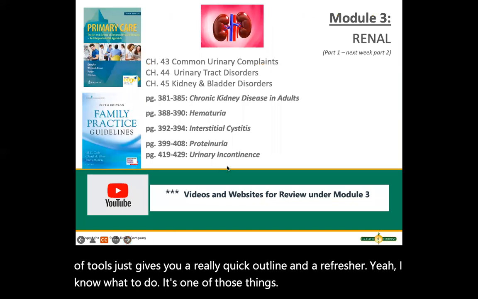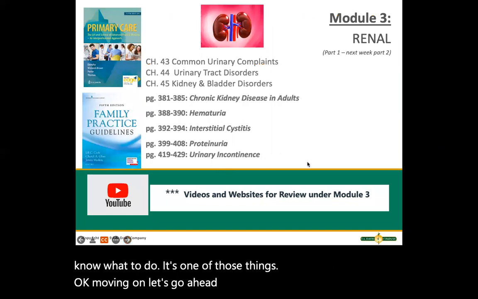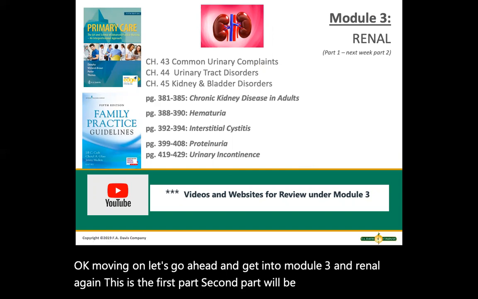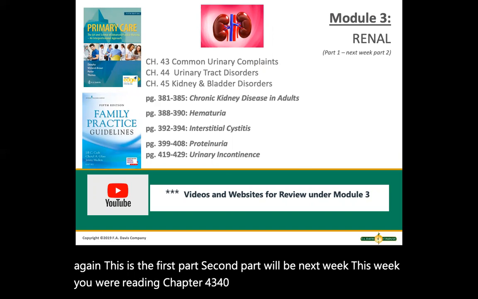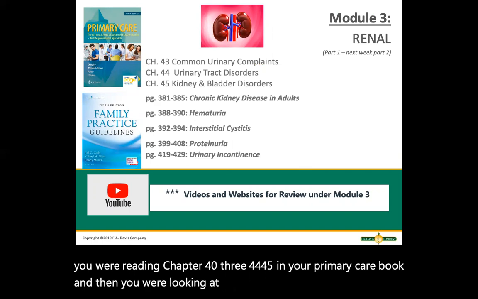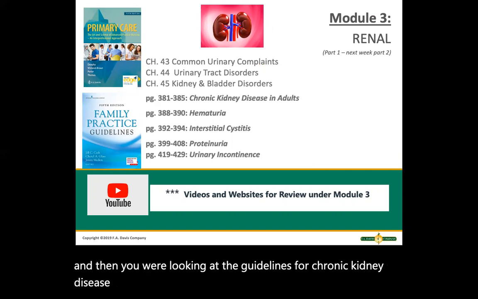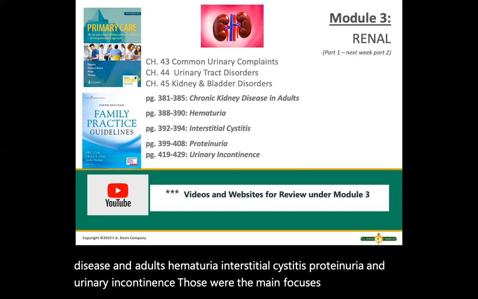Okay, moving on, let's go ahead and get into module 3 in renal. Again, this is the first part. Second part will be next week. This week you were reading chapters 43, 44, 45 in your primary care book, and then you were looking at the guidelines for chronic kidney disease in adults, hematuria, interstitial cystitis, proteinuria, and urinary incontinence. Those were the main focuses of this particular module.